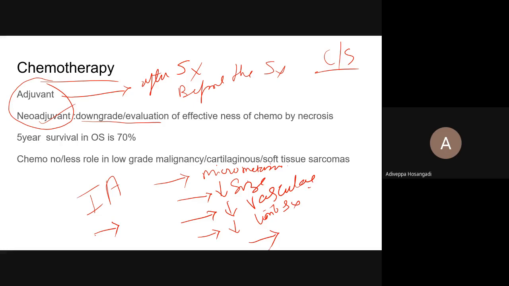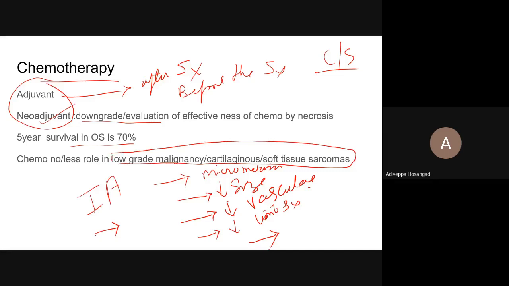Please remember this. Neoadjuvant chemotherapy is very, very important for all these reasons. It increases the survival of osteosarcoma patients by 70%. Chemo has no role in low-grade malignancy. Surgery is the mainstay in low-grade, slowly growing, cartilaginous tumors. Bone malignancies are radio-resistant. They are also chemo-resistant. Low-grade ones are chemo-resistant.